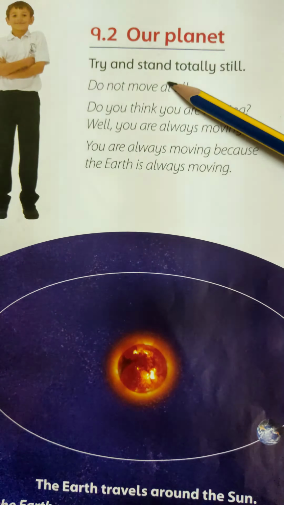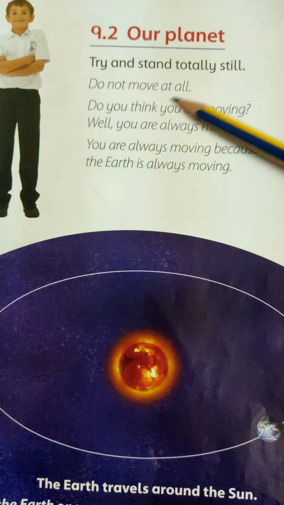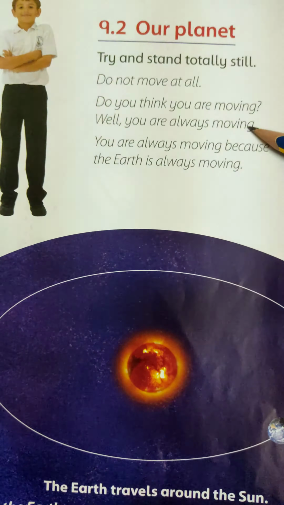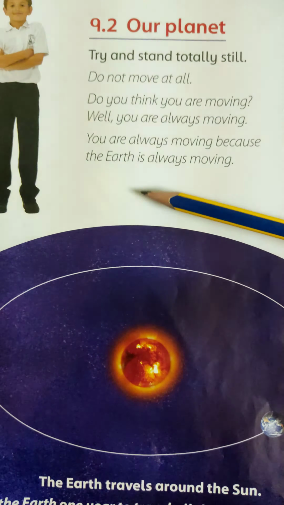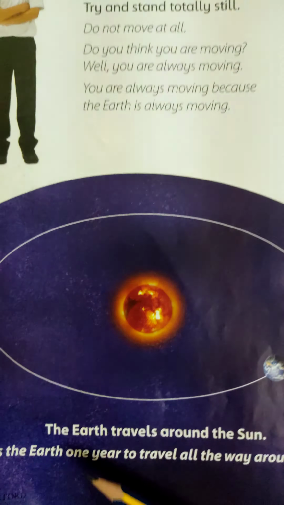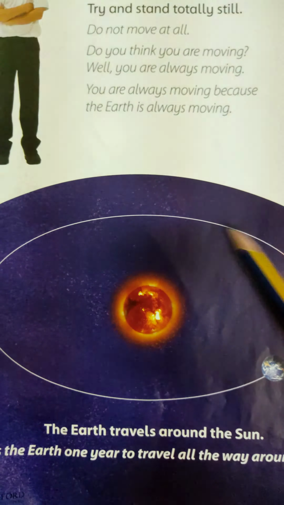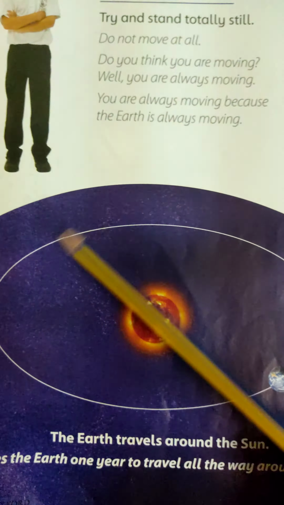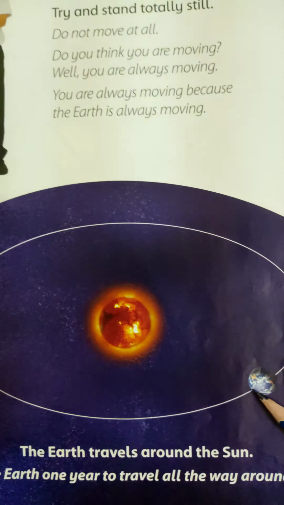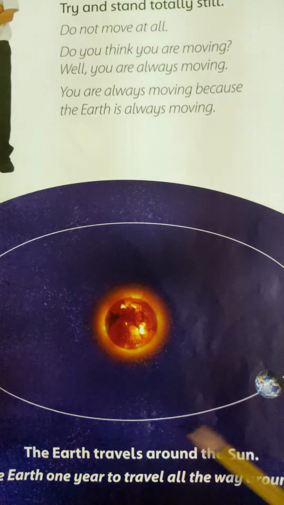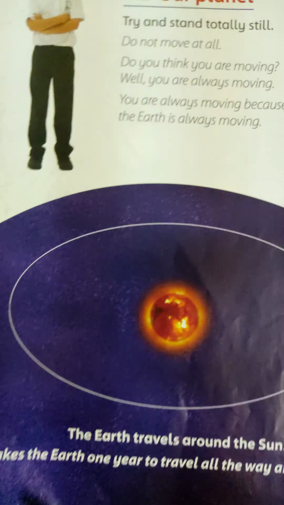Try and stand totally still. Do not move at all. Do you think you are moving? Well, you are always moving, because Earth is always moving. The Earth travels around the sun. So here's the Earth's orbit, and our planet Earth is always moving around the sun.